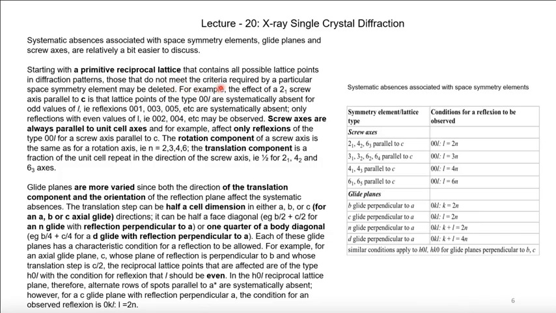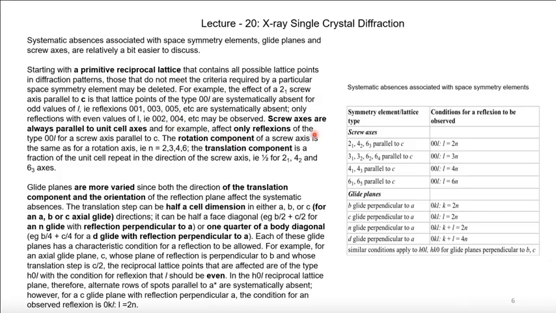Those that do not meet the criteria required by a particular space symmetry element may be deleted. For example, take the effect of a two-fold screw axis parallel to C. In that case, what we get is that 00L reflections are systematically absent for odd values, that is 001, 003, 005 are absent. However, only the even values are present. So 002 and 004, these are the even values which you will observe.